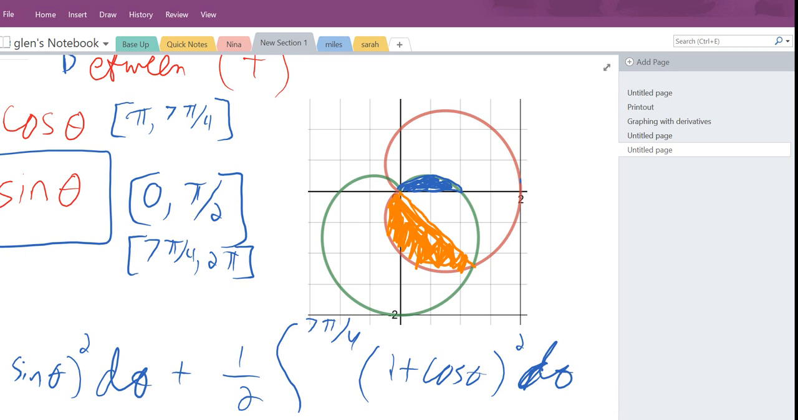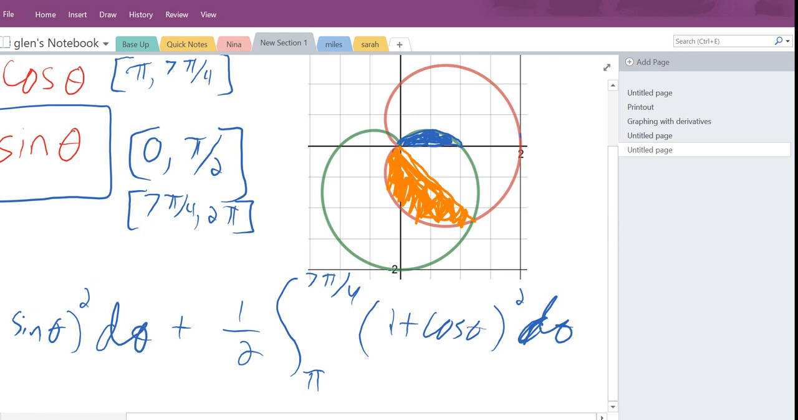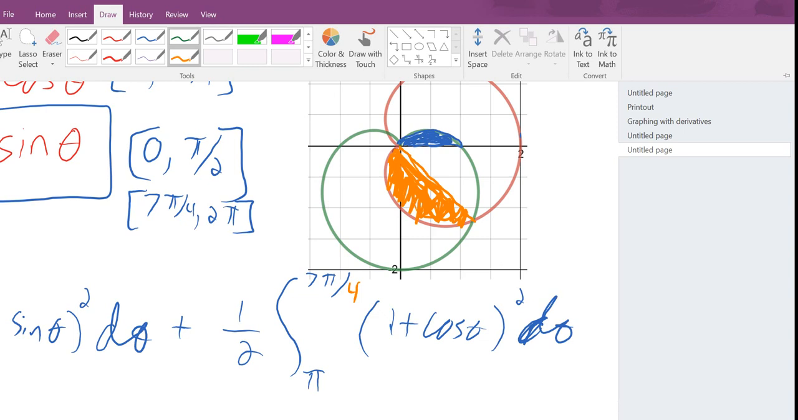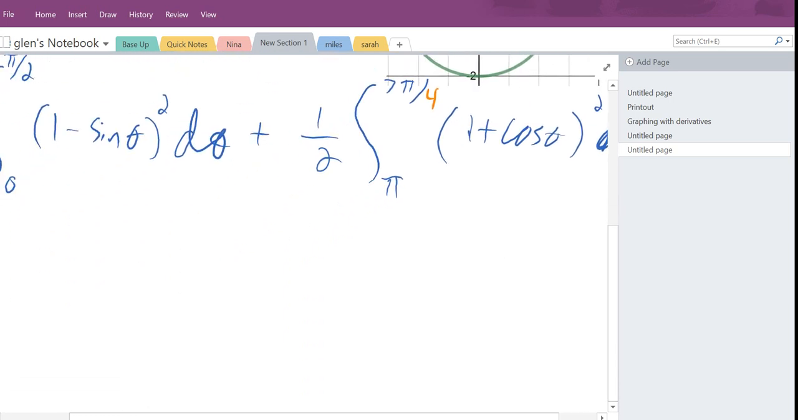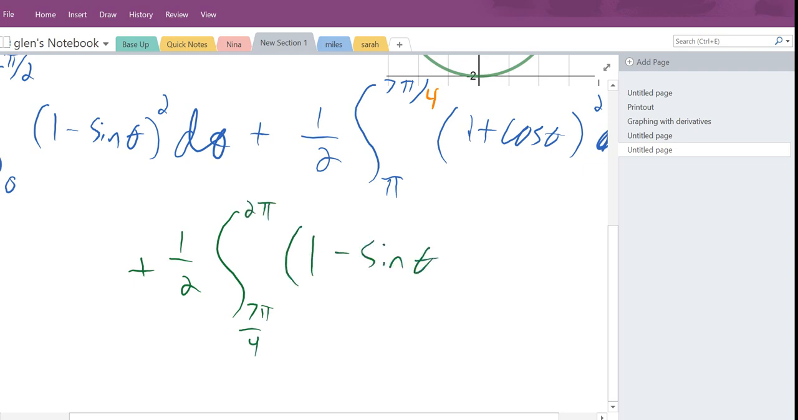Why is it 7 pi over 4? That's a 4. Yeah, because I'm super sloppy. That's why. That's a 4. Okay, and then the last piece, which I'm going to sketch out in, let's do green. Okay, that's right here. When we do green, that's going to be from 7 pi over 4 to 2 pi, but on the green curve. So we have to add to that 1/2 the integral from 7 pi over 4 to 2 pi of 1 minus sine theta squared d theta.